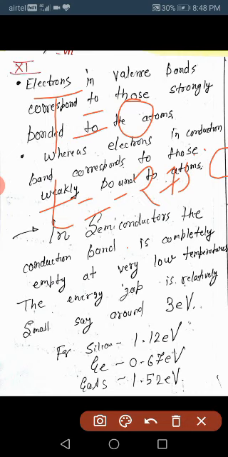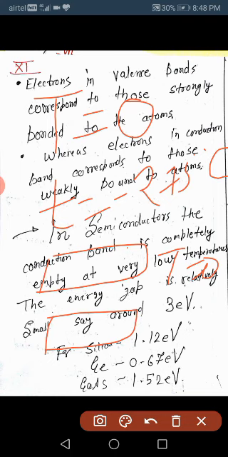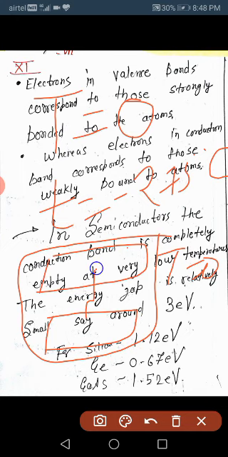in the conduction band, and a semiconductor will behave like an insulator, because all the electrons will be in the valence band. Because T equal to 0, there will be no energy. If this is a semiconductor, then there will be no energy so that any electron can move from the valence band to the conduction band. So there is no energy available. So this is about the semiconductor.